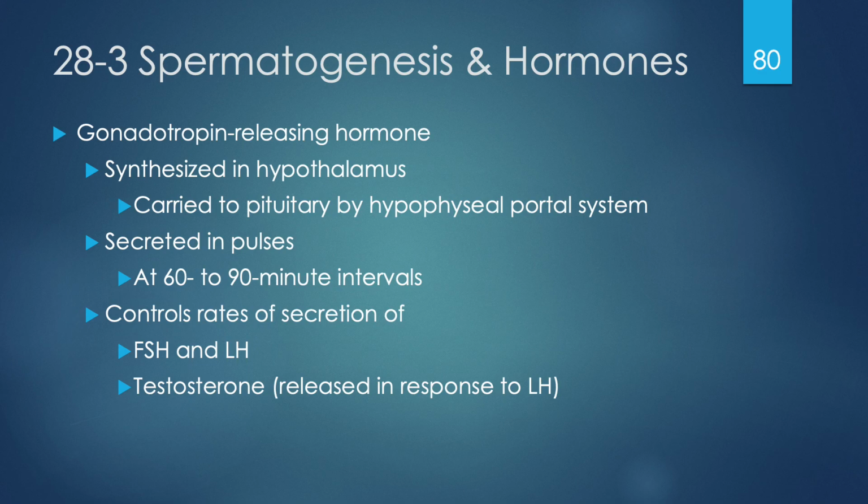And so the gonadotropin-releasing hormone can be secreted in pulses every 60 to 90 minutes, give or take, and these pulses allow the rates of secretion of FSH and LH to be controlled. And it also controls the rate of secretion of testosterone, which is also released in response to luteinizing hormone.